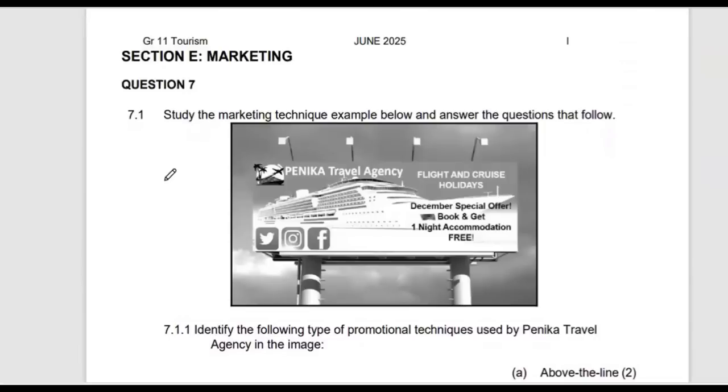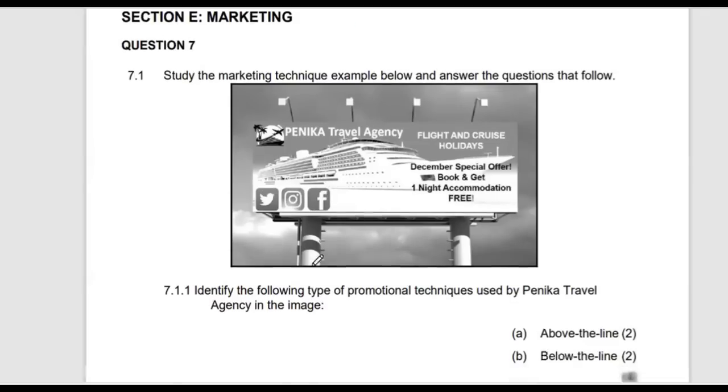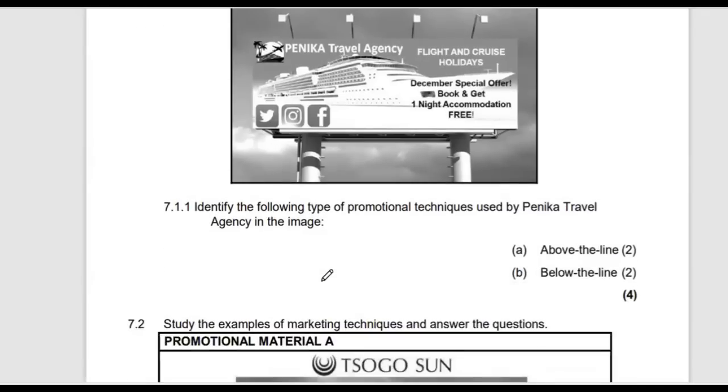Now let's move on to the next one. Study the following marketing technique and answer the questions that follow. So, Base Petnica, a travel agency, flight and cruise holidays. They offer a December special offer, book and get one night free accommodation. They are available on Twitter, which is now known as X. Then Instagram, they are also there. Then also on Facebook. So identify the promotional techniques used by the travel agency, above the line, and also below the line.